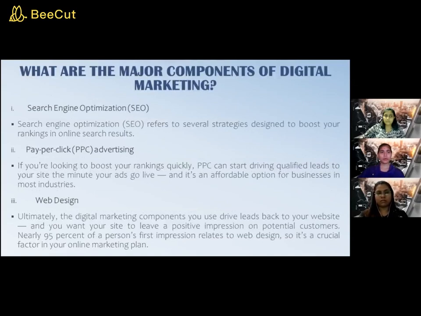Next, let's see what the major components of digital marketing are. First, search engine optimization, SEO. Search engine optimization refers to several strategies designed to boost your rankings in online results. Next, pay per click, PPC, advertising. If you are looking to boost your rankings quickly, PPC can start driving qualified leads to your site the minute your ads go live, and it's an affordable option for businesses in most industries.